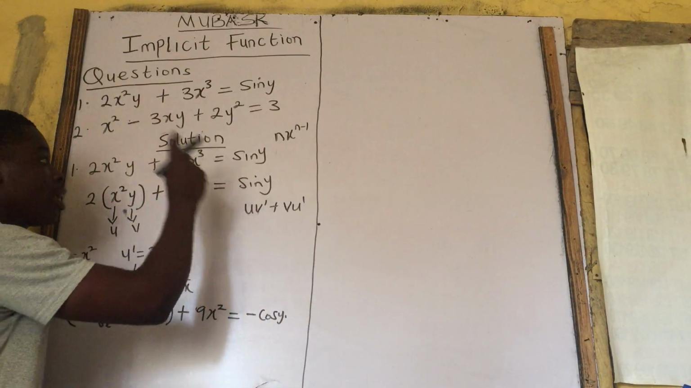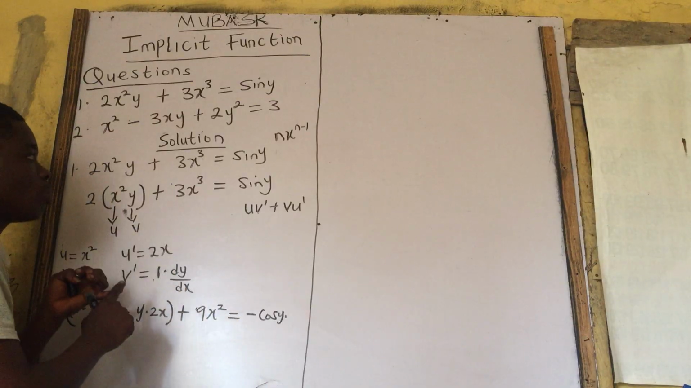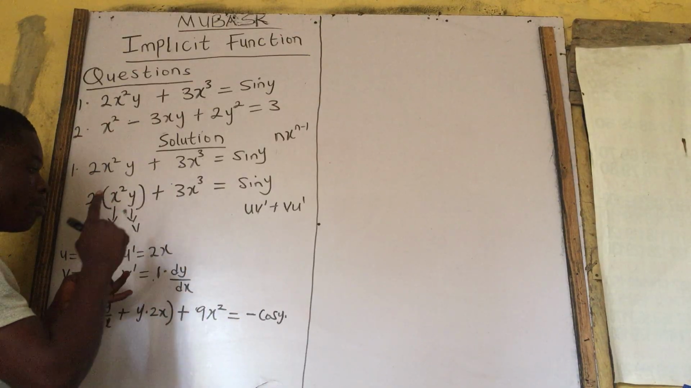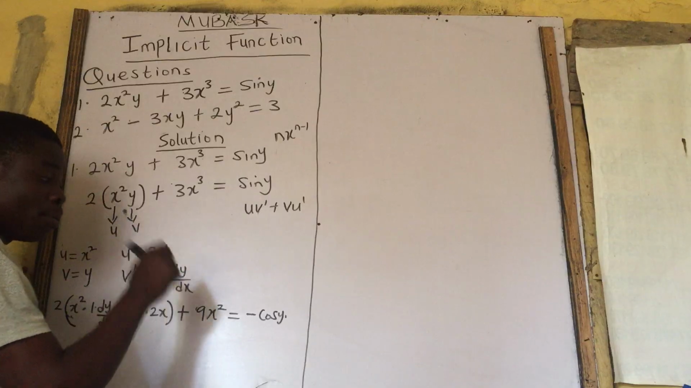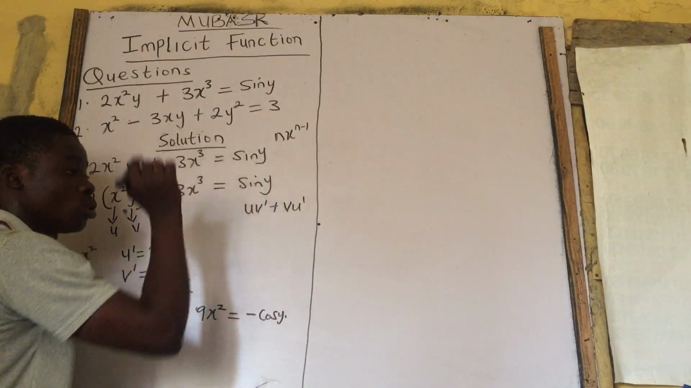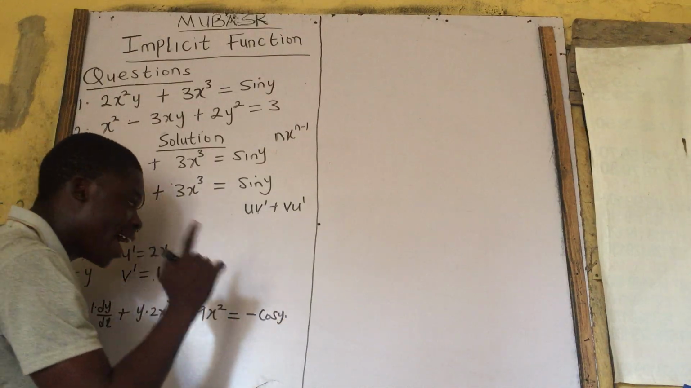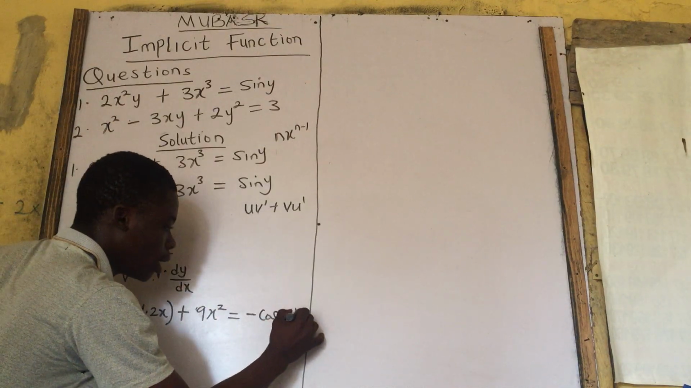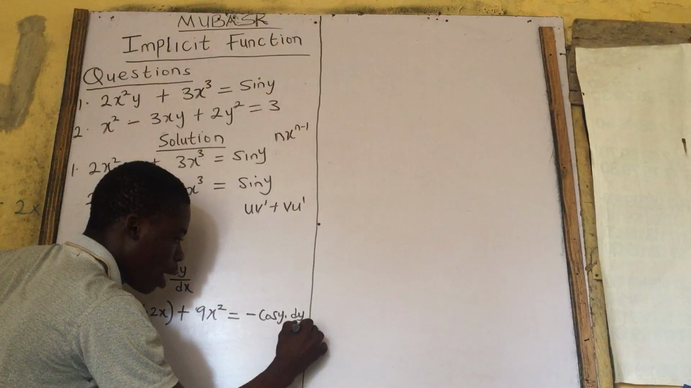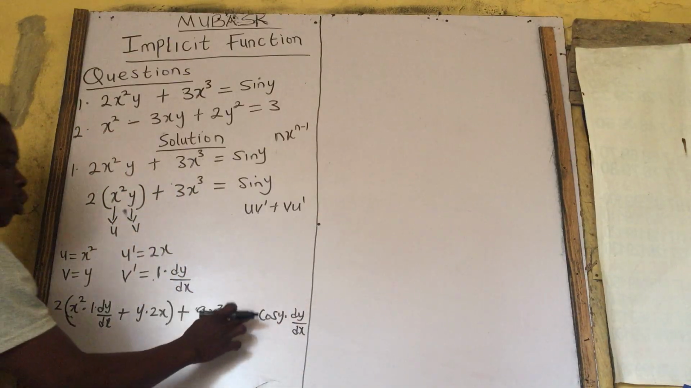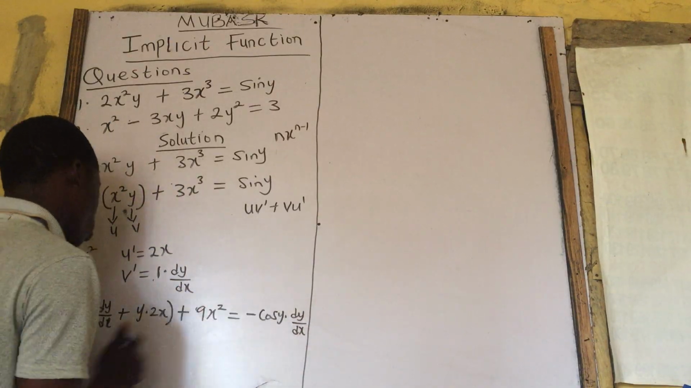I have told you before, in any variable, either trigonometric or a constant in implicit function, if you want to differentiate the variable of y, we will be multiplying it with dy over dx. But also here we have a variable of y, so I have to multiply it with dy over dx.